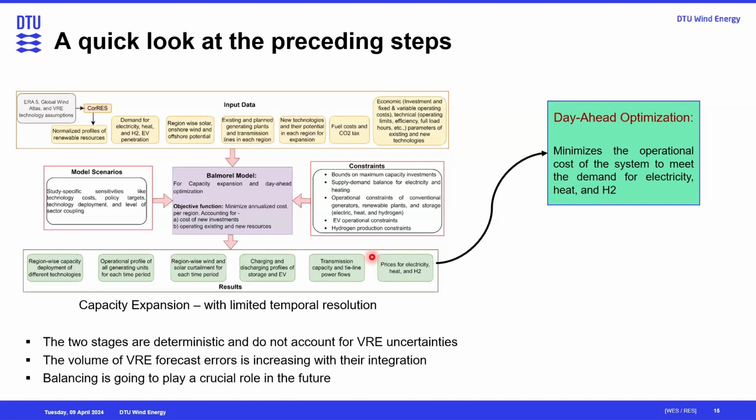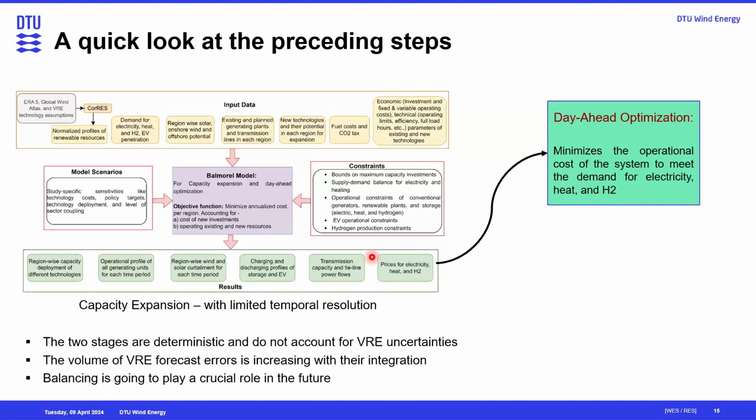That's the input layer, and Core Race is taking data from the weather model and from different regional models, including ERA5 and Global Wind Atlas. We also have many VRE technology assumptions, like the hub height, the rotor diameter, and the specific power for wind turbines, and the azimuth angle and tilt angle for the solar. Then Core Race provides the normalized profile for the renewable generation.